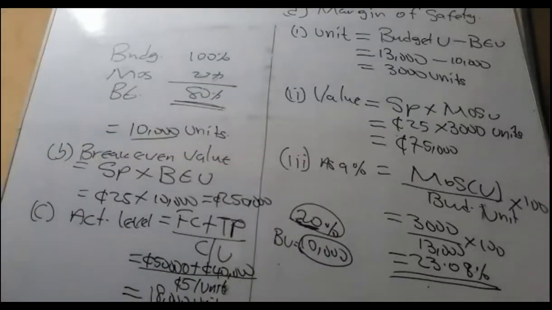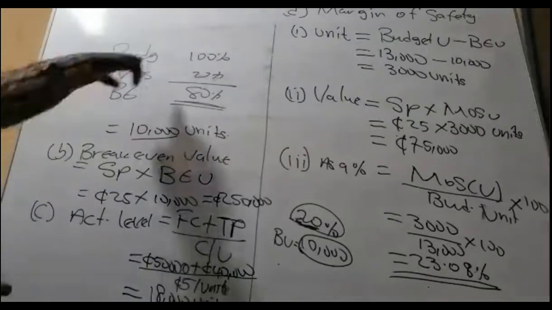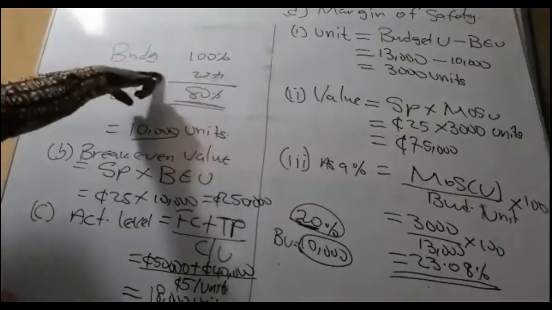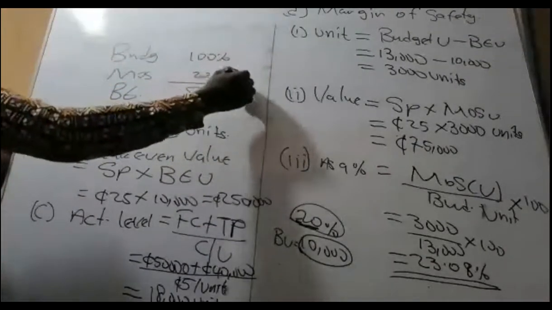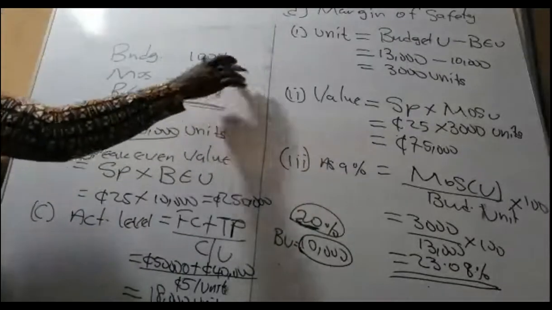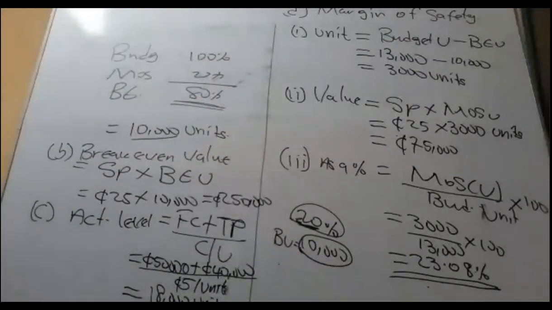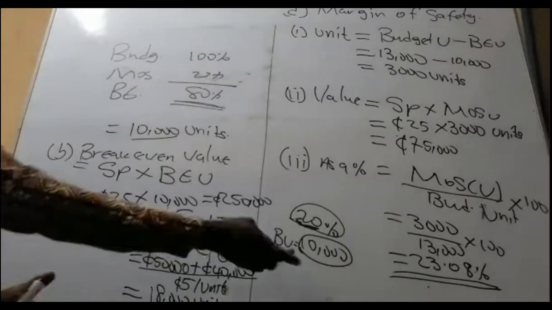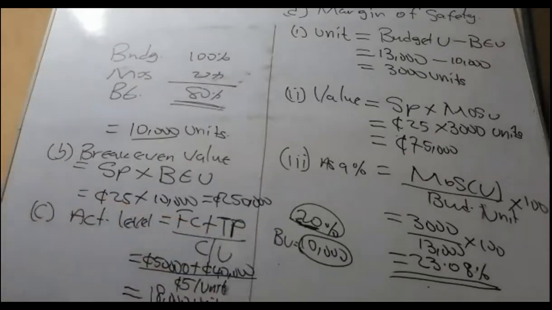How do you get it? In fact, always the budget is 100%. If the margin of safety is X percent, then the break-even will be what? 100 minus X, where X is the margin of safety percentage. This is a general assumption that will help you work faster to arrive at the break-even unit.